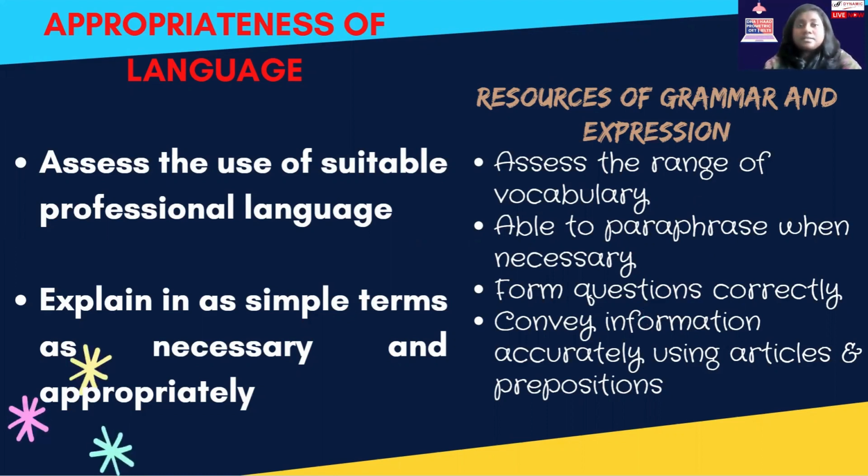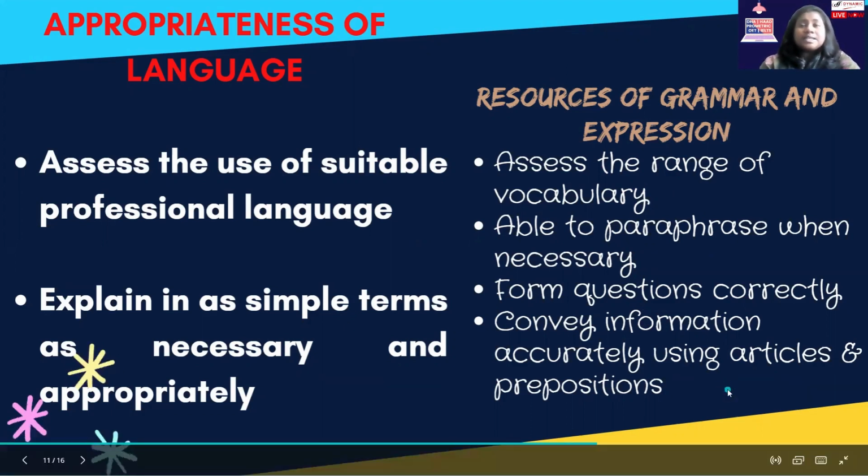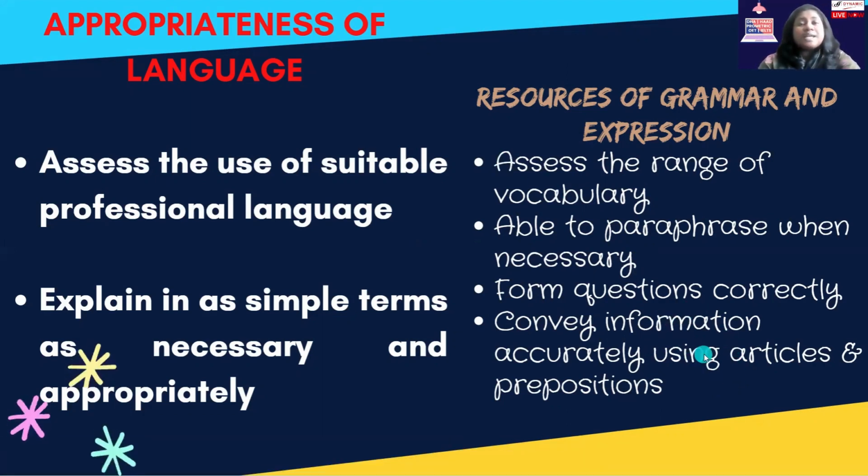You know what articles are? Articles are a and the. Okay, they have to be used in the correct positions, and prepositions like in, on, at, with, by should also be used accurately. Okay, these are the four criteria they are going to check in your language criteria, and it is given a score from 0 to 6.